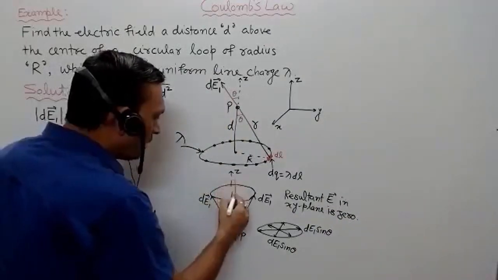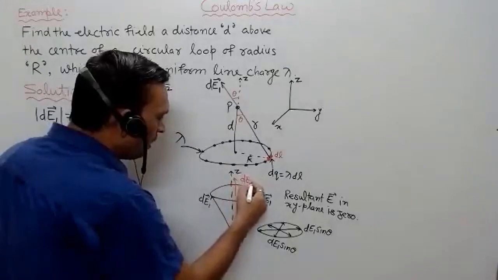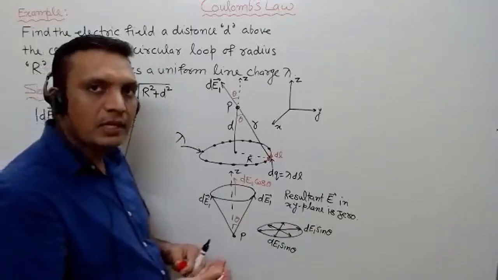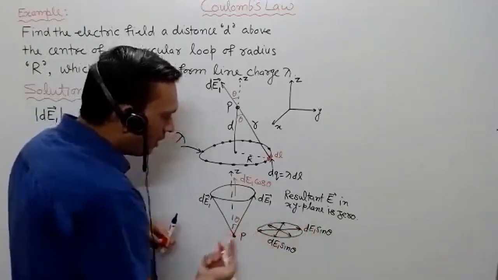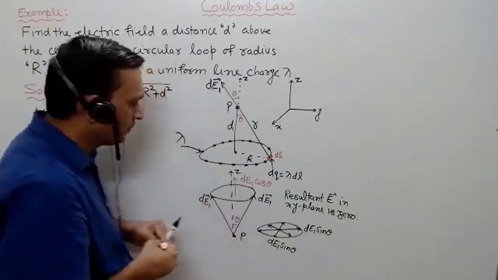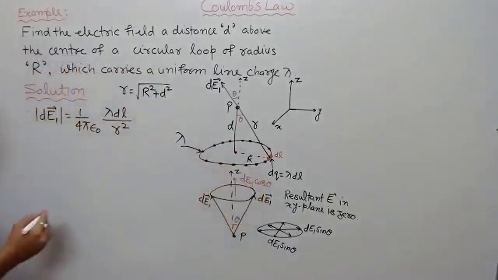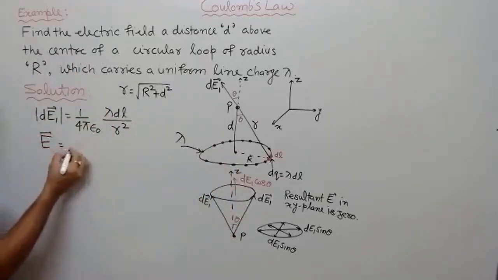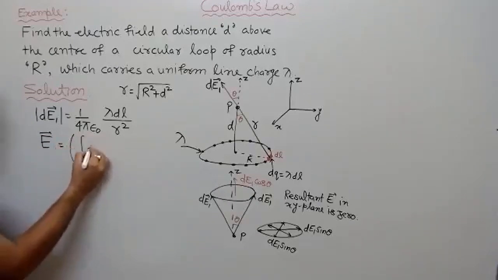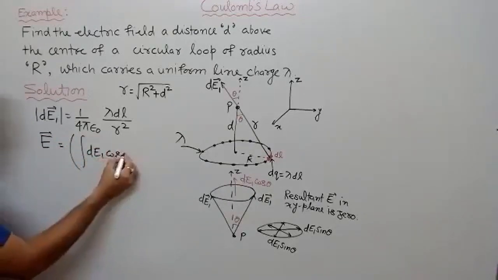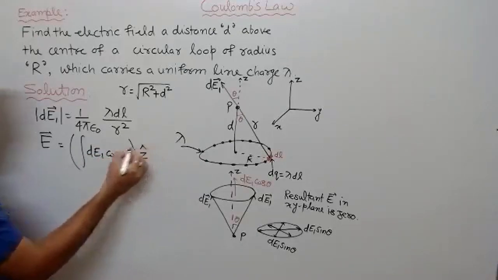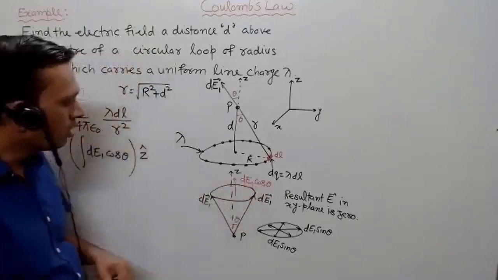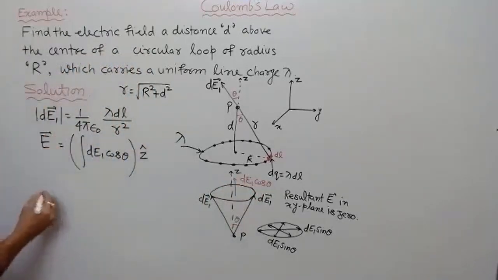And what will be the component along Z? This component will be dE1 cos theta. In the XY plane, the component is dE1 sine theta; they will cancel each other. The resultant field is along Z direction. So the resultant field E is given by the integral of dE1 cos theta, and this direction is Z cap. So you have to find this integral, integral dE1 cos theta. So we will integrate this.